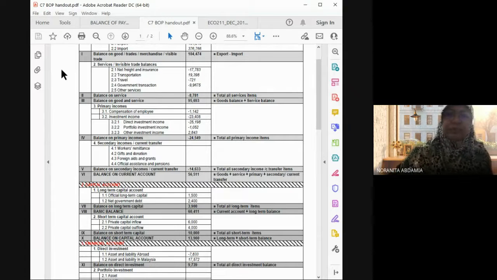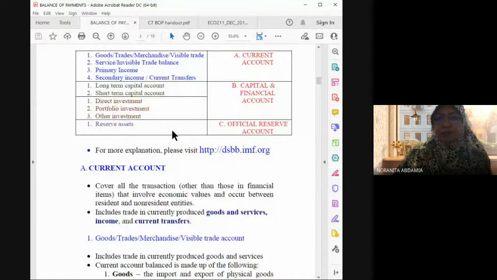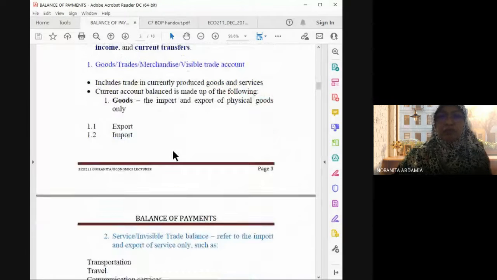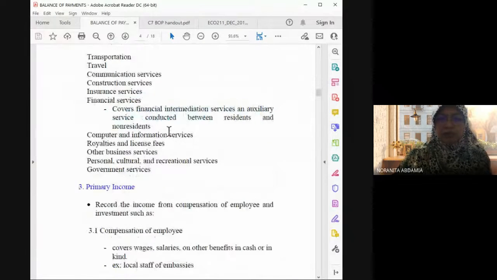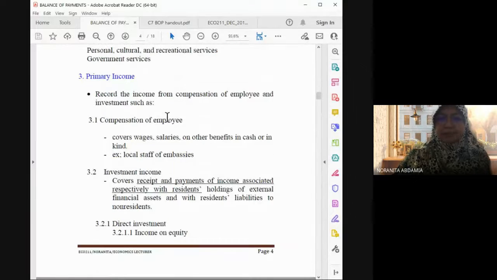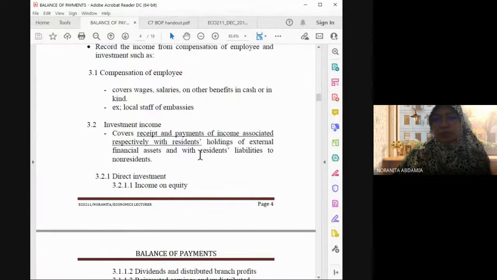Unilateral transfer. Okay, saya back kat sini. This is all the explanations of the sub account. You can refer that, alright. Okay, this is primary income. Okay, yang contoh 3 tu compensation cover apa? Normally wages, salary or other benefit in cash or in kind, local staff embassy, right?